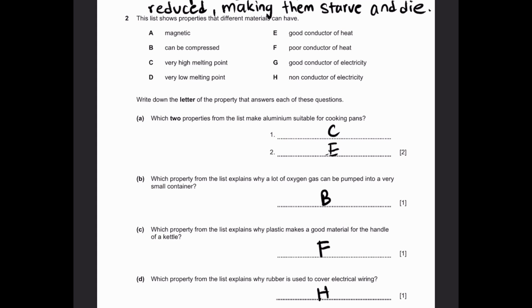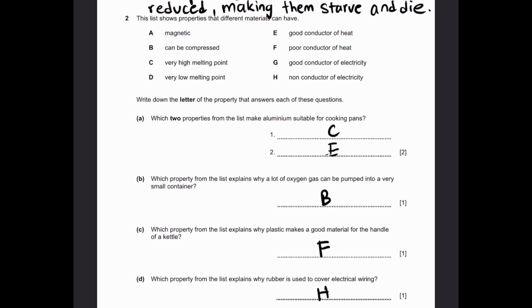A. Which two of the properties from the list make aluminium suitable for cooking pans? First of all, aluminium has a very high melting point, which means that when you cook something, you will have a really high temperature, but then it should not melt, right? Aluminium will not be able to melt in those temperatures. That's why aluminium is used. And also, it is a good conductor of heat, which is letter E. And why do we need it to be a good conductor of heat? Because only then the heat can be transferred from the power supply or the thermal energy supply to the food. It'll be transferred through the aluminium using conduction.